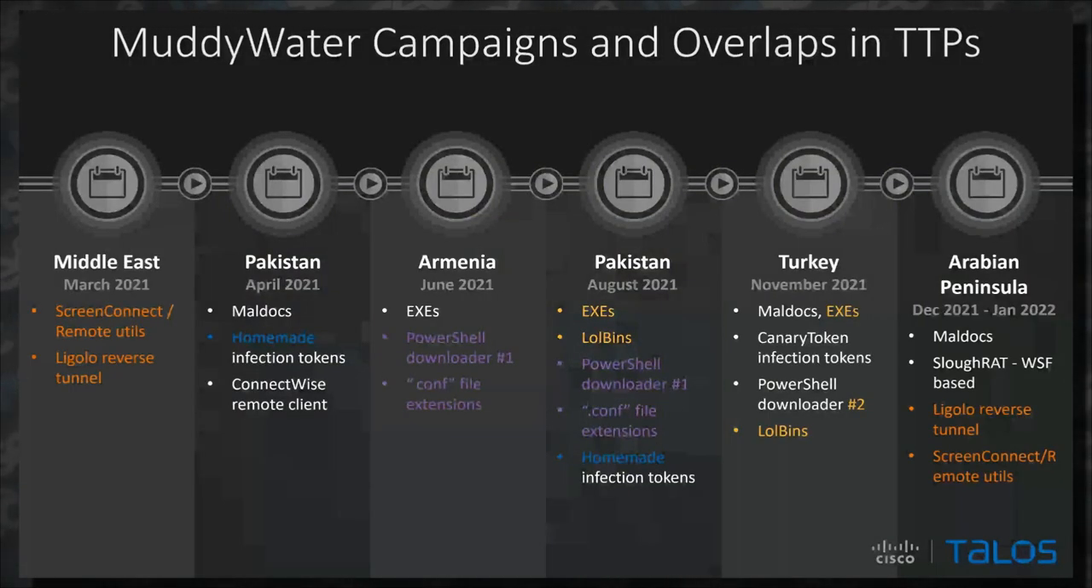Okay, so at this point in time, we've been through all the different MuddyWater campaigns. But what I'd like to highlight is that if you look very closely at these slides, you will see some very common TTPs, the use of executables across different campaigns, from Armenia to Pakistan to Turkey, and the use of remote control utilities from March 2021 that were reused again in December 2021 and well into January and at the beginning of this year.